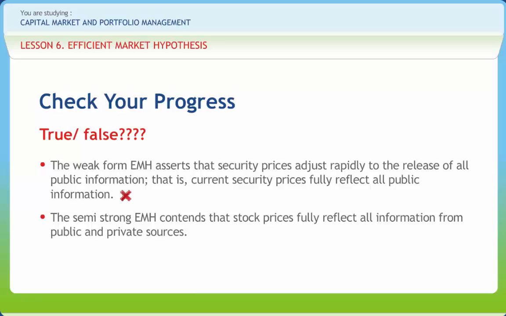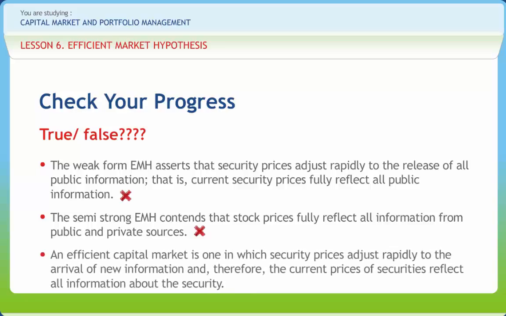Wrong. An efficient capital market is one in which security prices adjust rapidly to the arrival of new information, and therefore the current prices of securities reflect all information about the security. Right or wrong? Right.